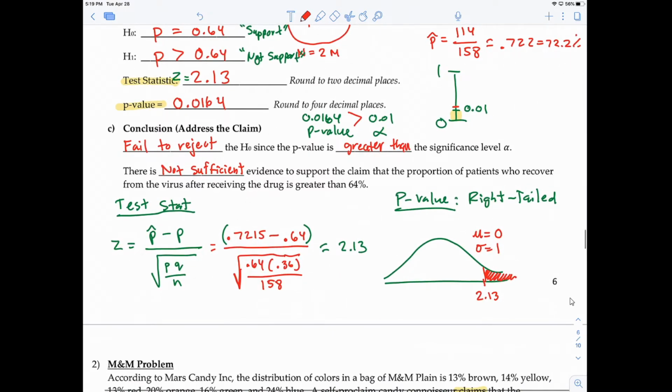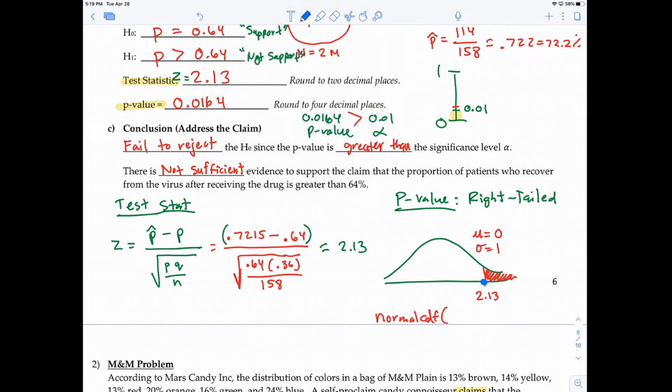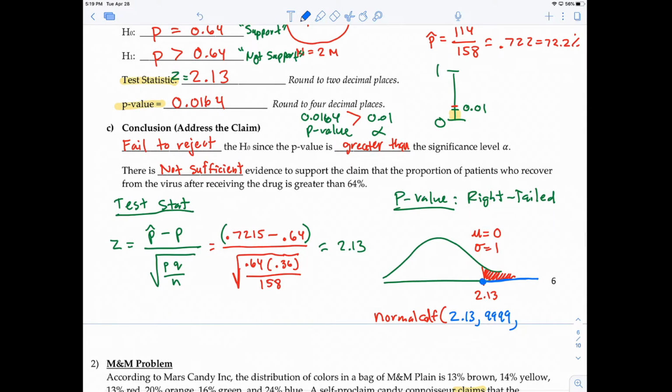If you guys recall, normal CDF has 4 inputs. The first input is the lower bound, which is the lowest z value under the shaded region, that's 2.13. And the upper bound, theoretically, it goes all the way to positive infinity. So we're going to put 9999. And don't worry about this 6, this was just the page number. And then the mean is 0, standard deviation is 1.